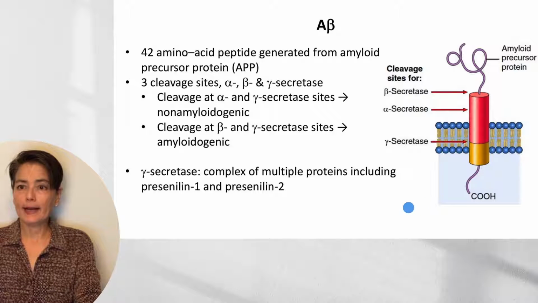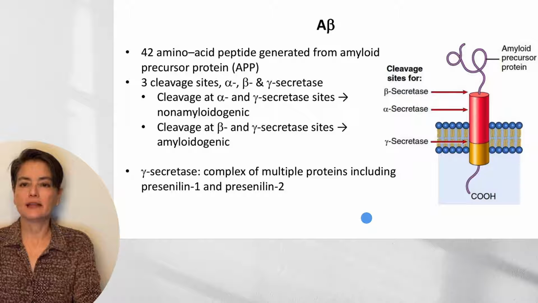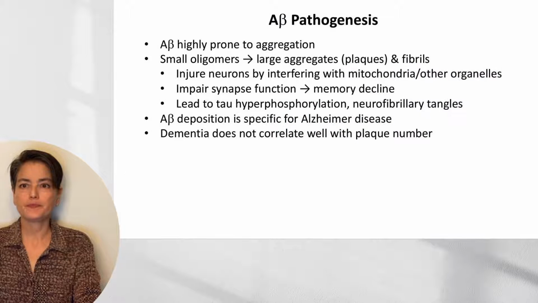I just would like to point out that the gamma secretase complex is a complex of multiple proteins that includes presenilin 1 and presenilin 2, that we can see mutated in familial Alzheimer's disease. We'll come back to that later.